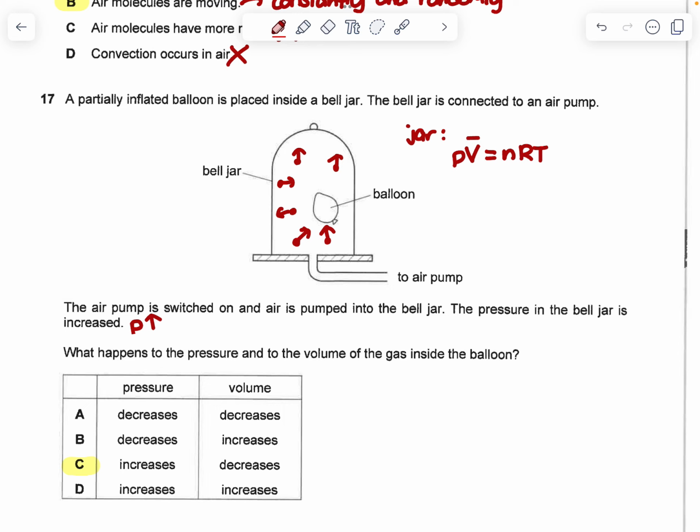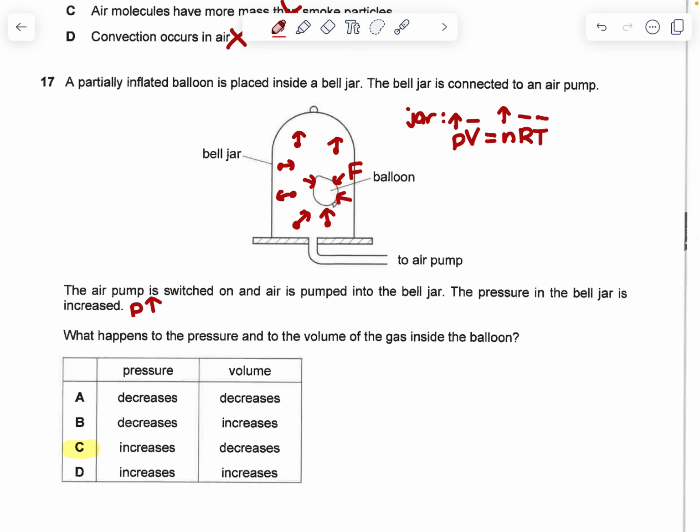The volume of the jar stays constant because it's a glass jar. It cannot expand in size. The temperature stays constant. This is the ideal gas constant. We increase the number of molecules, definitely the pressure increases. So you can see why the pressure increases. And because this pressure increases, there is an additional force by the additional particles exerted on the balloon. And this force will actually decrease the volume of the balloon and increase the pressure of the balloon.